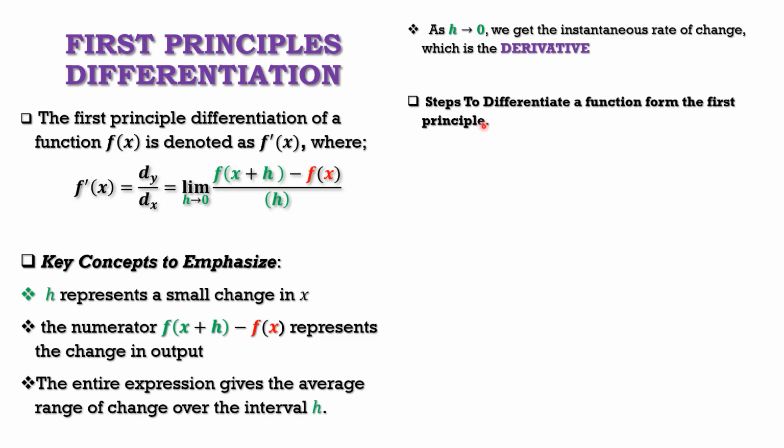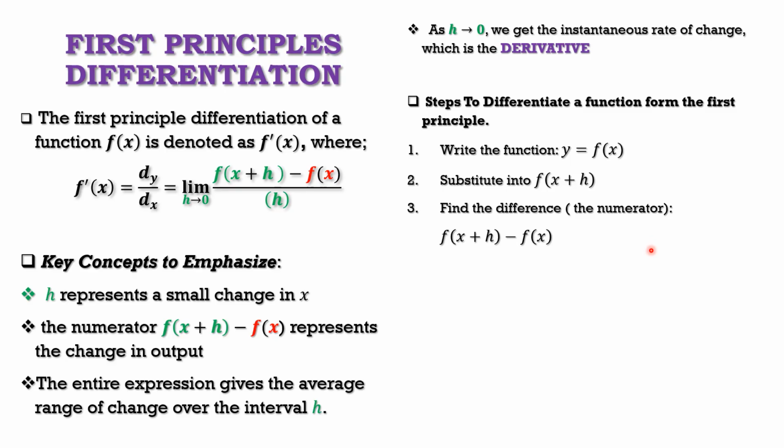Now let's look at the steps to differentiate using the first principle. Number one is for us to write the function y equal to f of x. Then the next step is to substitute x plus h into the function and express it. After finding your expanded expression from step 2, you find the difference, f of x plus h minus f of x, that is the numerator, and divide the result in step 3 by h.